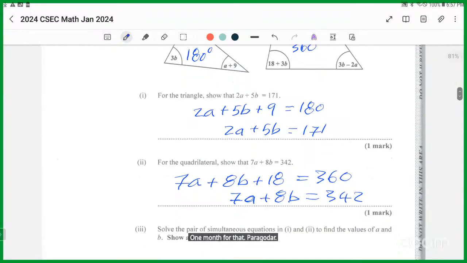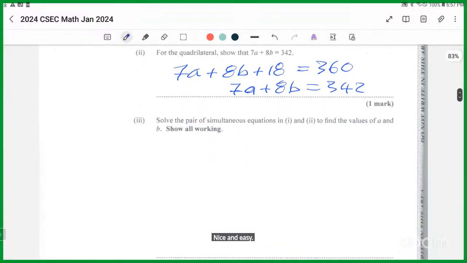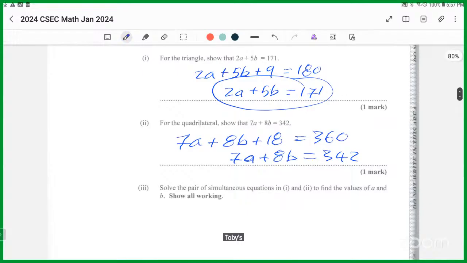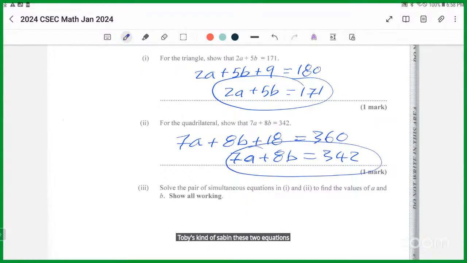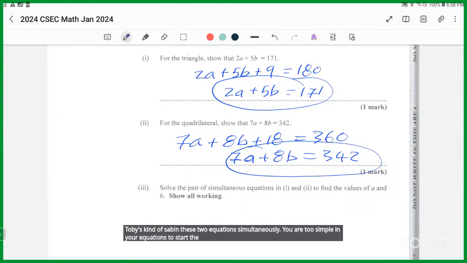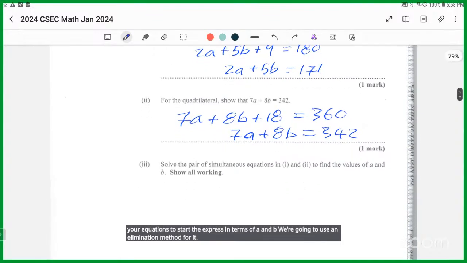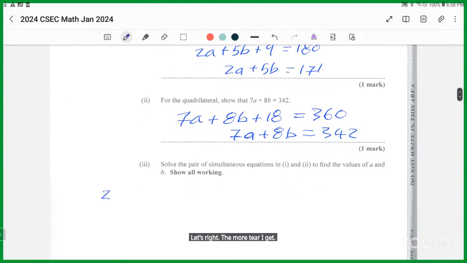Nice and easy. The next one says, solve the pair of simultaneous equations in part 1 and 2 to find the value of A and the value of B, and we're to show all working. So basically solving these two equations simultaneously. These are two simple linear equations expressed in terms of A and B. We're going to use an elimination method for it. So let's write them out here again. It is 2A plus 5B equals 171.